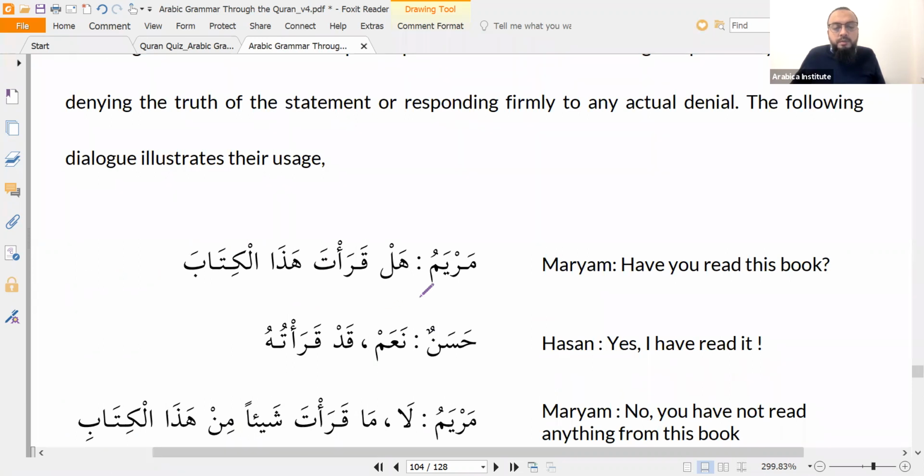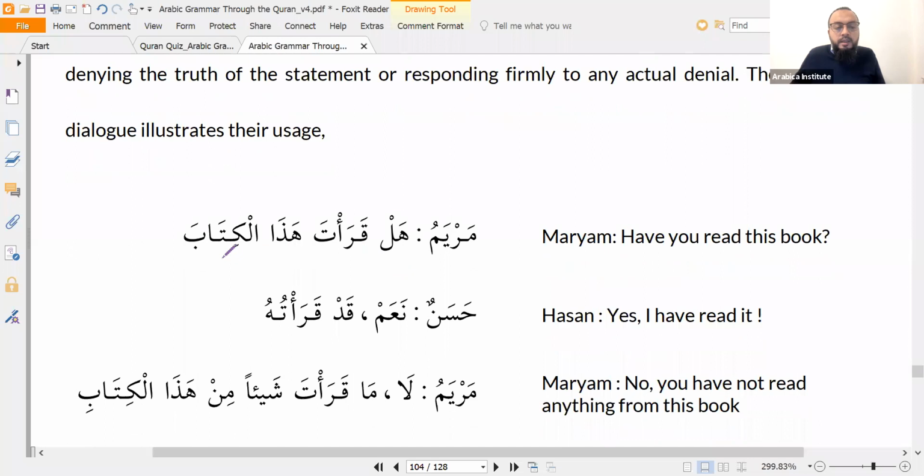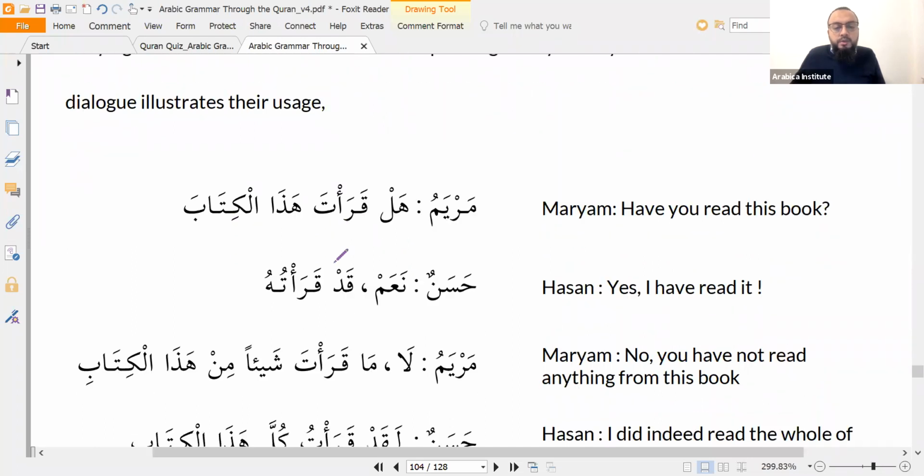So for example, if Maryam says to Hassan, هل قرأت هذا الكتاب? Have you read this book? حسن: نعم قد قرأته. Yes, so he's going to use one emphasis because he's feeling that Maryam is doubting him. So again, it's all about context. Because he feels she's doubting him, he's going to use قد قرأته.